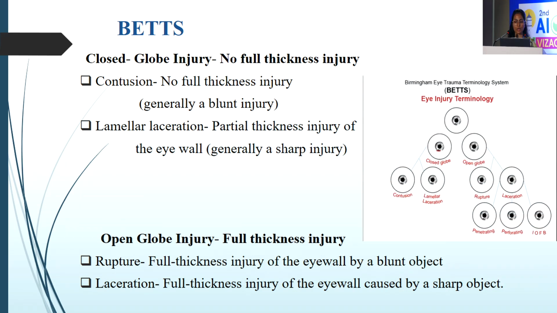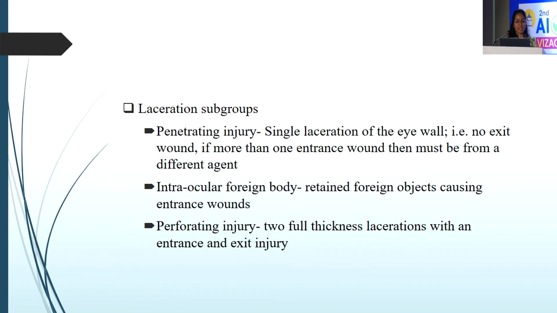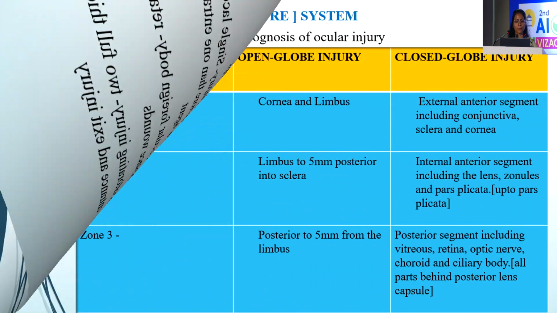These are the images showing the best score. Laceration subgroups are penetrating injury, in which there is no exit wound; intraocular foreign body, retained foreign objects causing an entrance wound; and perforating injury, where both entrance and exit injuries are present.